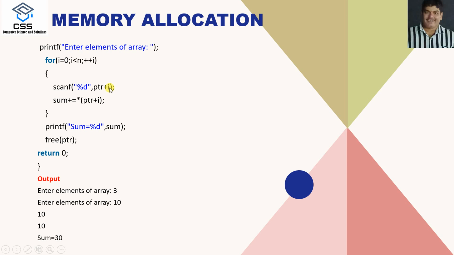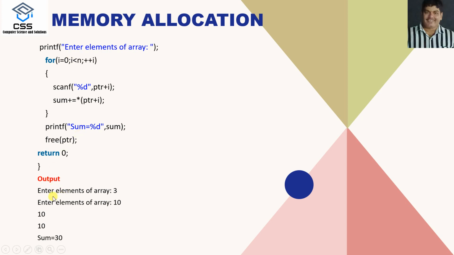The next location is ptr of 1. Suppose at ptr of 1 we enter 10, then 10 will again be added to the sum, previously 10, now 10 is added, that is 20. Like this, on reaching 2, is 2 less than 2? No, it comes out of the loop and the sum will be displayed. Free ptr, what does it mean? The memory that was allocated by ptr will now be deallocated because the work has ended.